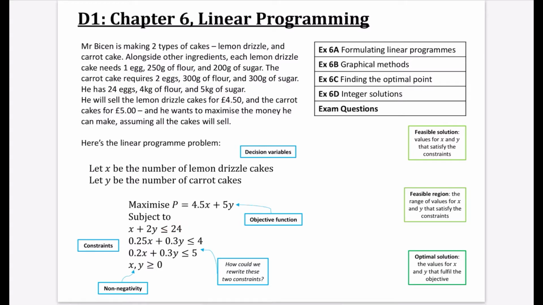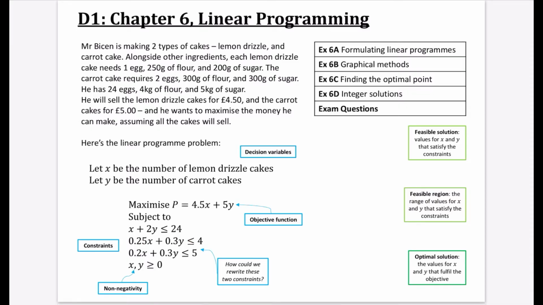And you can similarly see that this constraint is referring to the flour. I have the 250 that goes with X and the 300 that goes with Y and the 4 kilograms. So I've got 0.25, putting it into kilograms, with X, 0.3 with Y, and the 4 kilograms here. And similarly, I won't go through this one in as much detail. You can see how the last one is referring to the amount of sugar that I have, which is the 5 kilograms, the 200 grams for the lemon drizzle, and the 300 grams for the carrot cake. And I've written something like, how could we rewrite these two constraints here? Because you might see these constraints written in alternative ways after this particular part is set up.